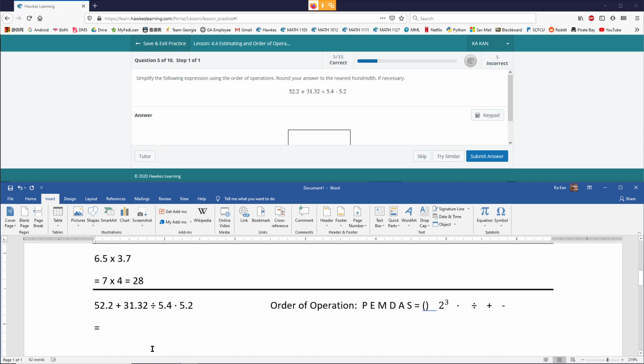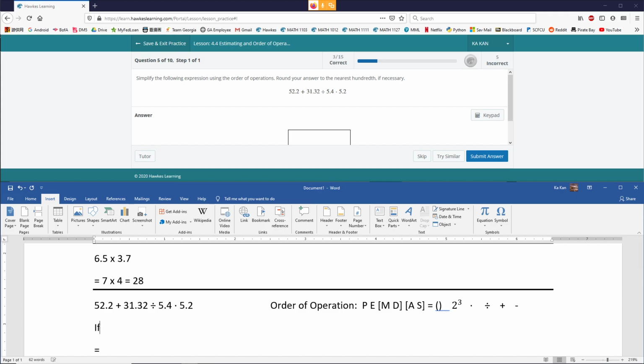So what exactly is the game now? Well, here's the deal. You have to remember something. Multiplication and division are on the same level. These two are on the same level. And then addition and subtraction are also on the same level. What does that mean? That means if you see division and multiplication at the same time, you do the one that's on the left first. So let me type it up.